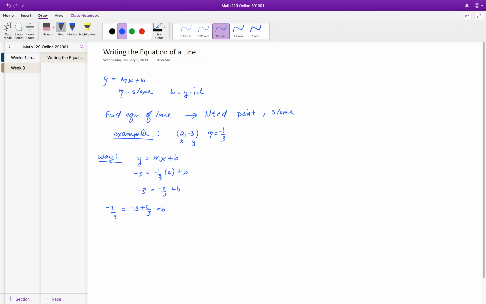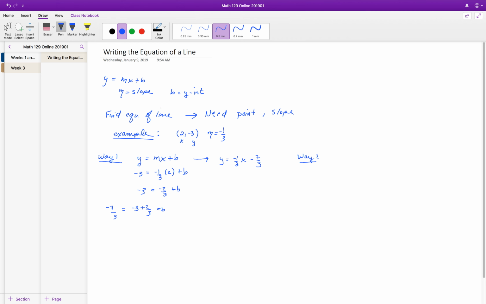Okay, so then we go back to the y equals mx plus b, and we leave the y, plug in the slope, and write down our found y-intercept. So this is the equation of that line. Okay, so moving forward, let's look at way 2.